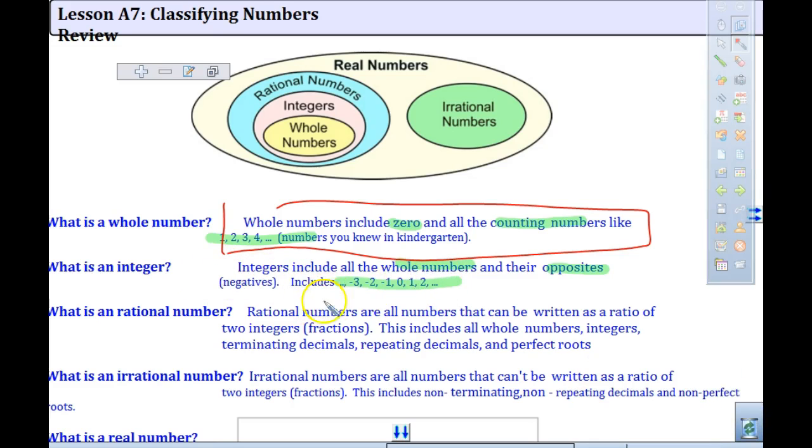Okay. Integers are whole numbers and opposites. Key thing, we're talking negatives. No fractions or decimals when I talk about whole numbers or integers. And the nice thing is that all whole numbers are integers. Integers and whole numbers together make our rational numbers, which are, key thing, written as a fraction. So if I'm writing down rational, written as a fraction. That should have been your reason yesterday. They include our whole numbers, integers, terminating and repeating decimals, and our perfect roots, okay?